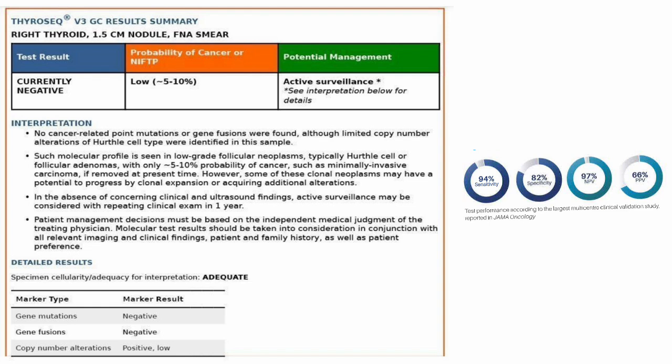These tests generally have been designed for the negative predictive value, and they generally will help around 50 to 60% of patients avoid a thyroid operation. So they do have a role, and it should be discussed with patients when they're making decisions of how to manage these nodules.